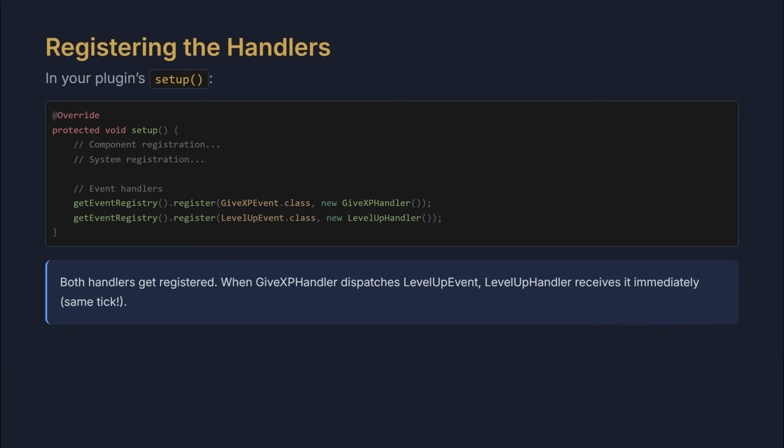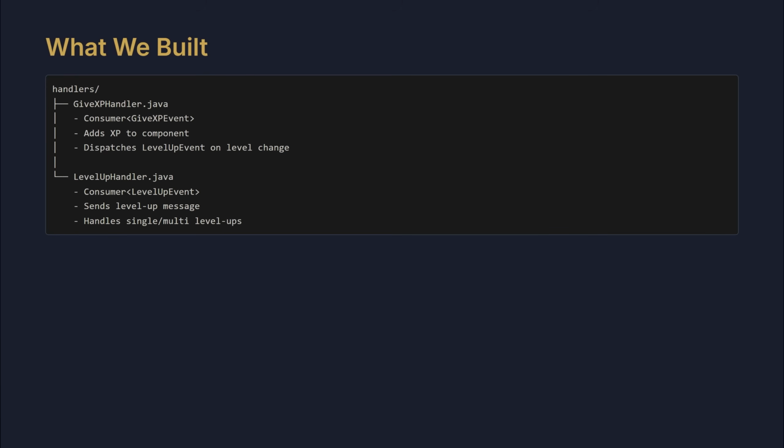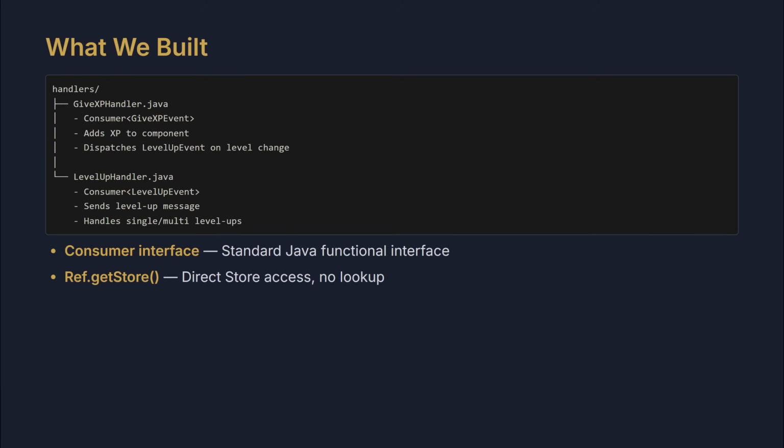So we have both handlers registered, and when the giveXP handler dispatches the level up event, the level up handler receives it immediately. So this would be the complete flow of our system. And once it dies, we call the event bus, get XP, get level ups, and send the player a congratulation message. And all done, and the tick continues. So inside our handlers package, we have created the giveXP handler and the level up handler. We have our consumer interface. We use ref.getStore to get direct store access.